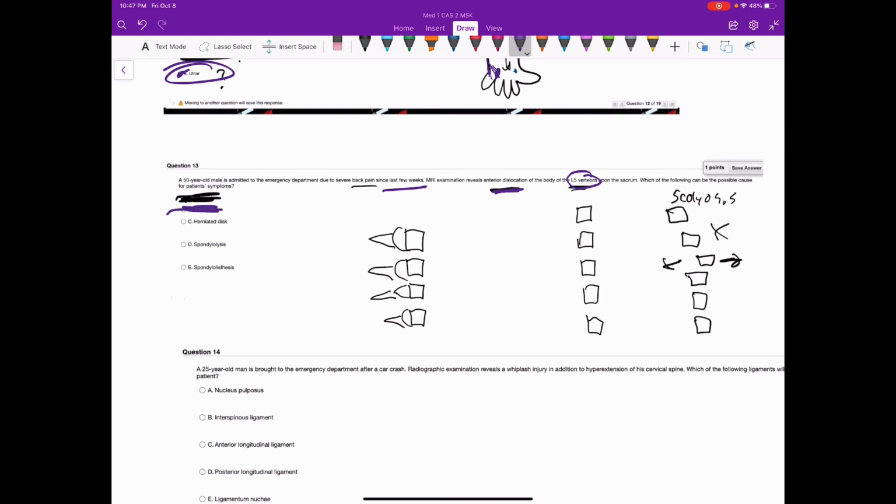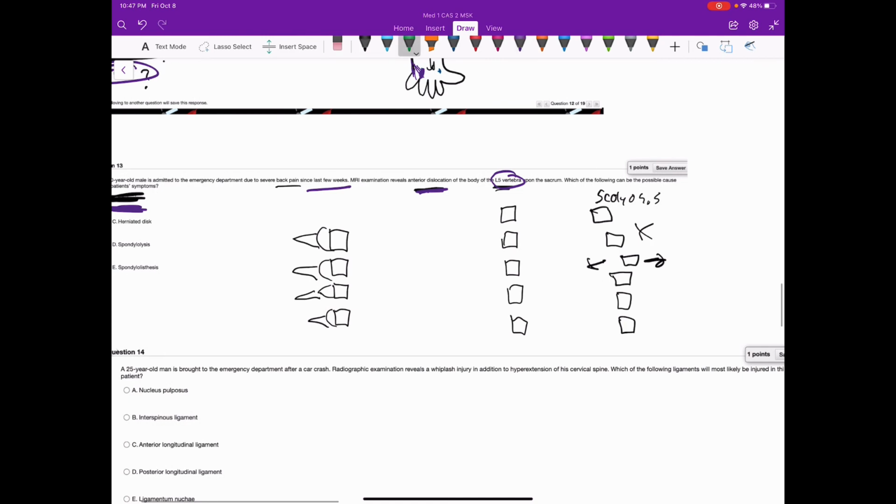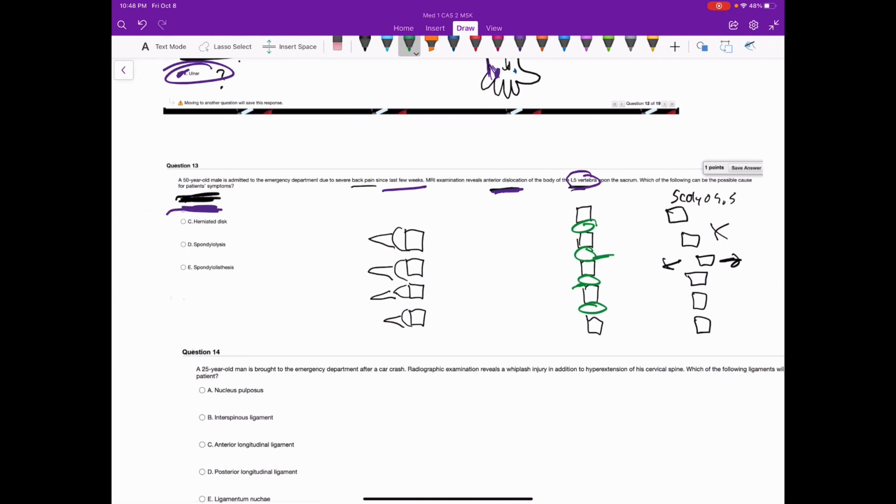So that's wrong. What's a herniated disc? We have discs in between our spinal column, and if one of them gets slipped or pulled out, known as a slipped disc, you could get a hernia. Well, that has nothing to do with the vertebrae, so that's wrong too. Now, this is where we come into spondylosis or spondylolisthesis. I cannot pronounce, I know. Spondylolysis, I think.